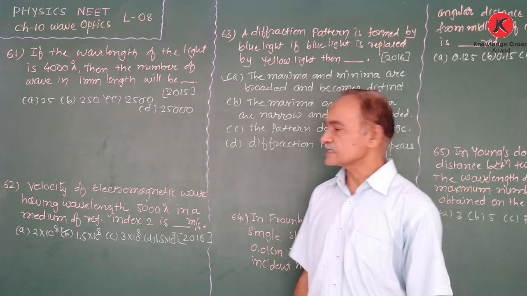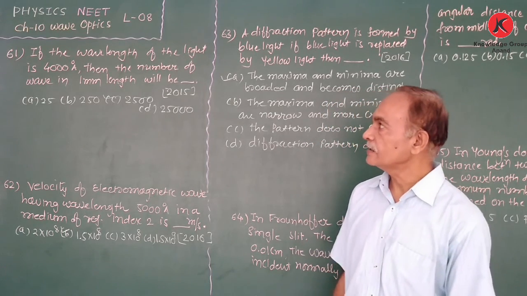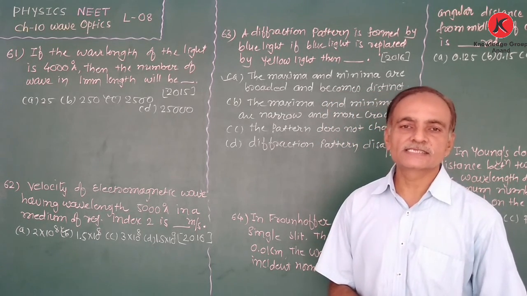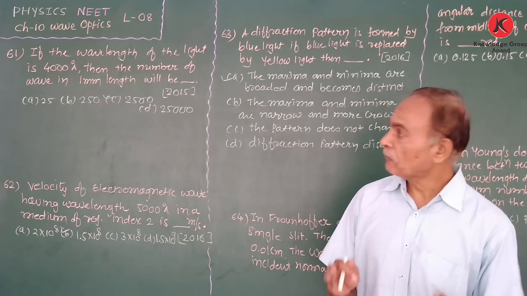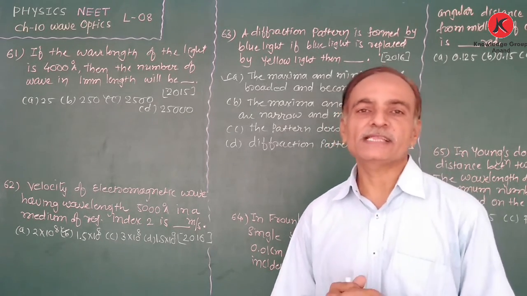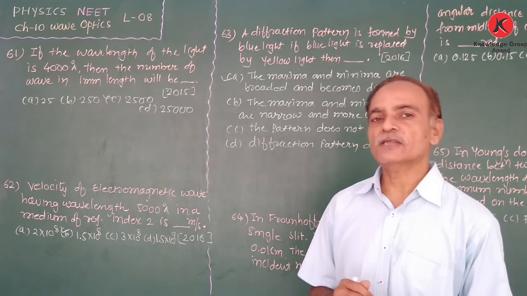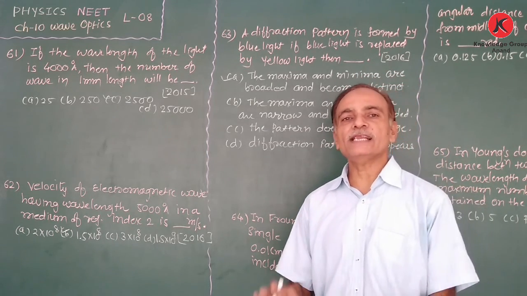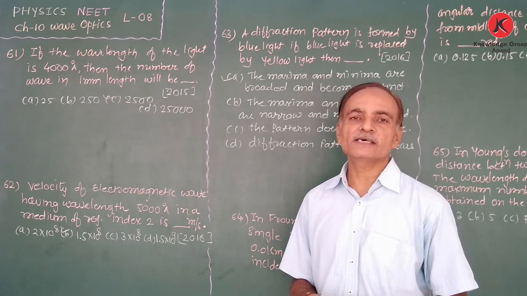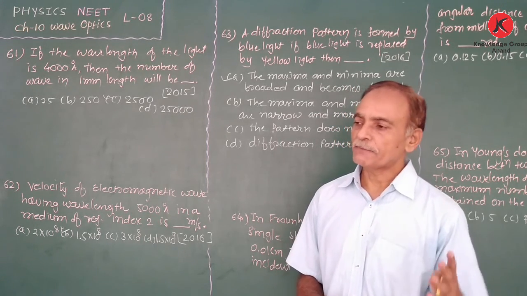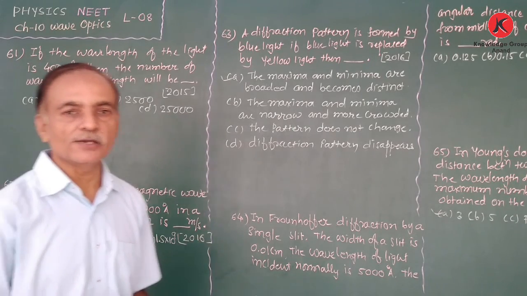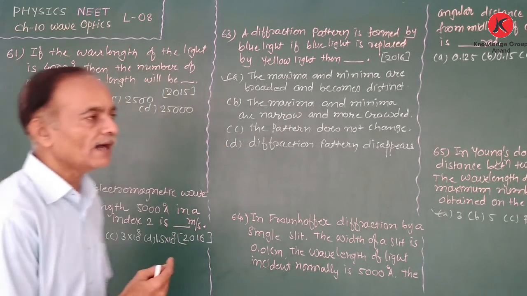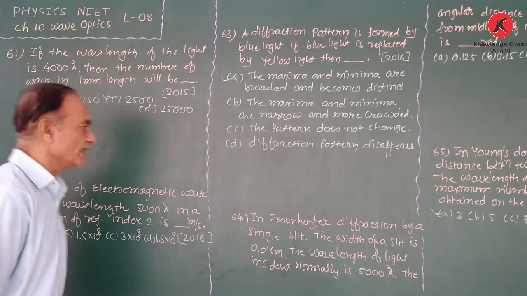Now, the next question that was asked in 2015: if the wavelength of the light is 4000 angstrom, then how many waves are lying in 1 millimeter length? For that purpose, the equation is that the number of waves n is equal to d upon lambda. D is the length and lambda is the wavelength.